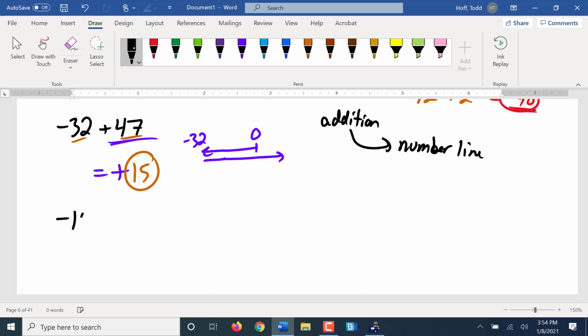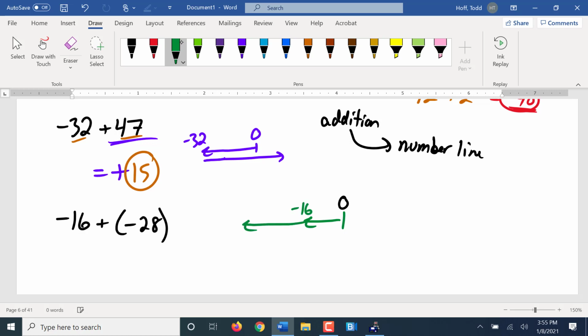So if I have negative 16 plus a negative 28, here's 0. Negative 16 goes which direction? Left. Negative 28 goes left. So they both go the same direction. Again, obviously on the negative side, the result is negative. Since they both go the same direction, we add their absolute values. 16 plus 28 is, careful, 44. Is that what you said? Yeah. Sorry, I thought I heard 54 somewhere. So 44, negative 44 is correct.